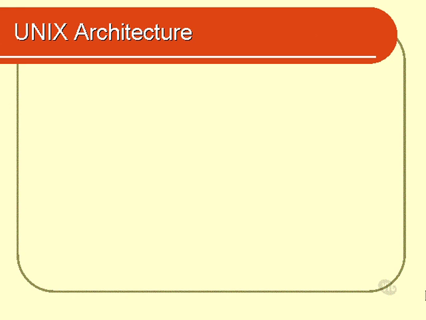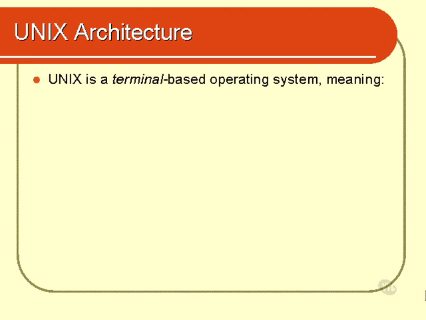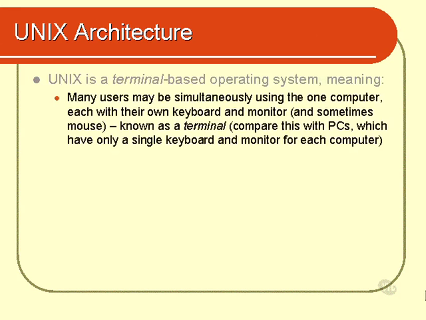First, I'll just introduce some terminology. Unix is a terminal-based operating system. Not many operating systems are terminal-based. I'll show you what that means. It means that there is essentially one computer. Many users may be using that one computer.